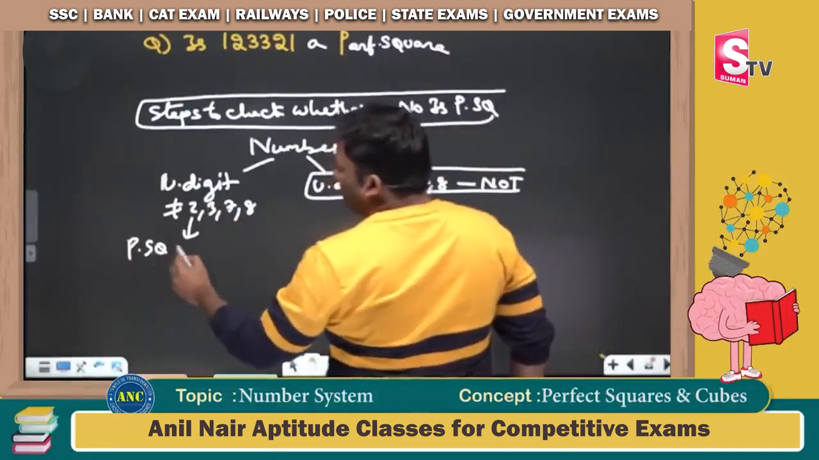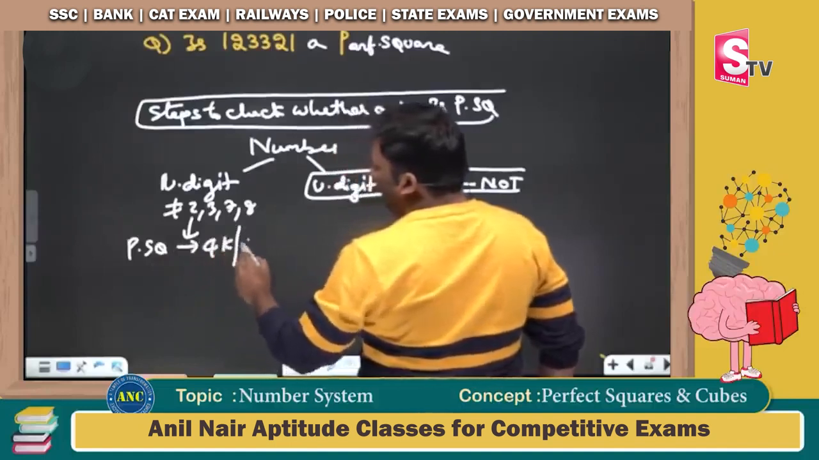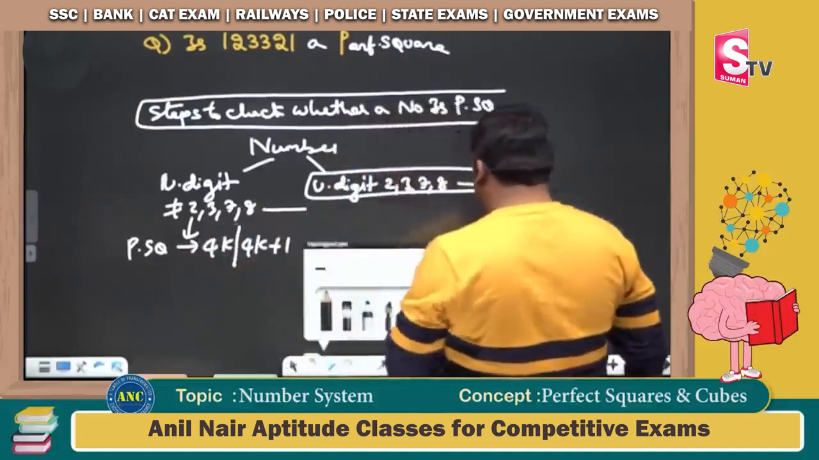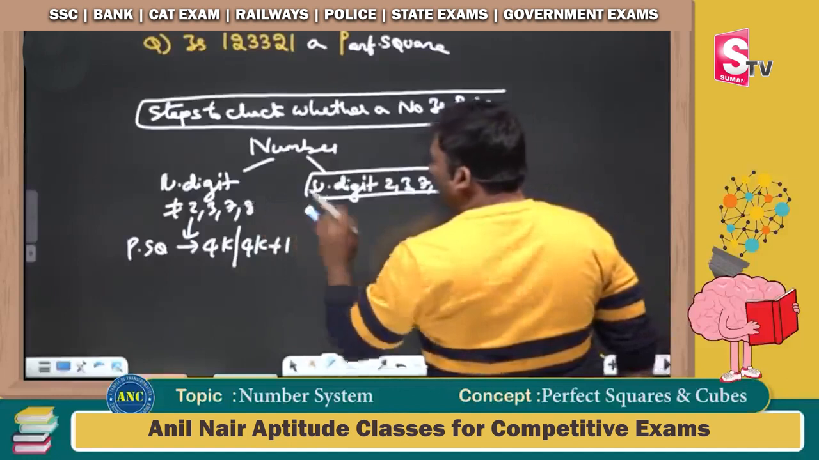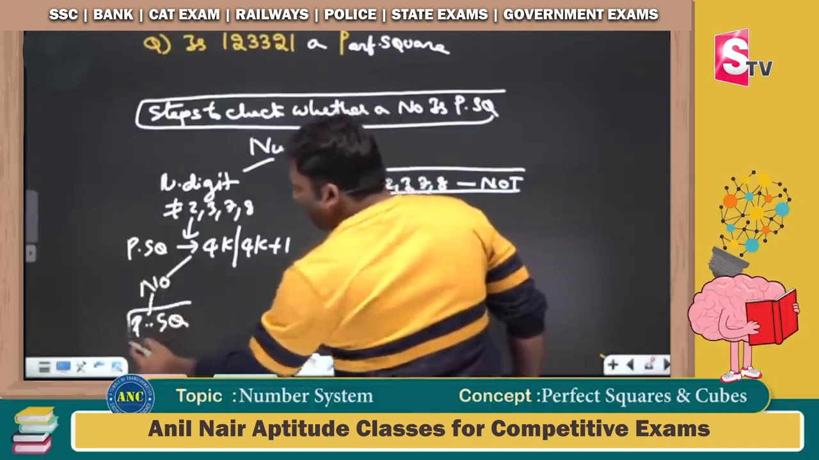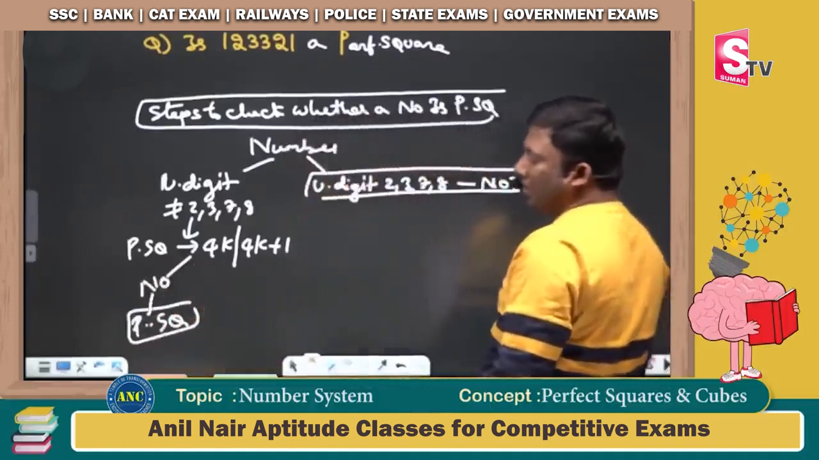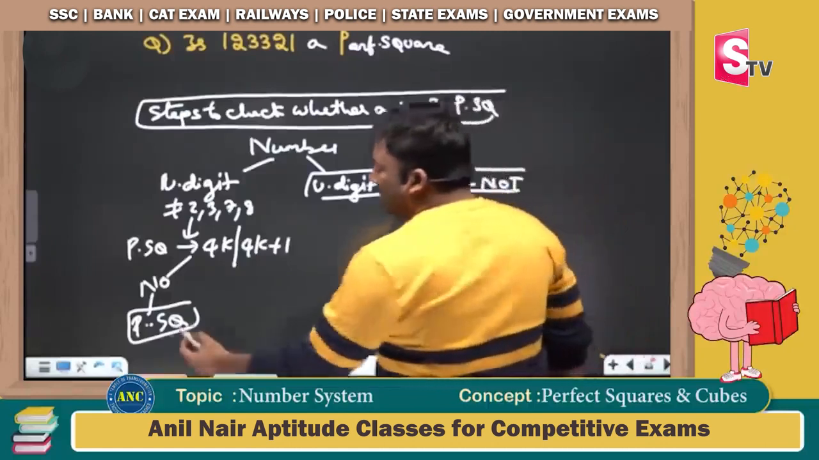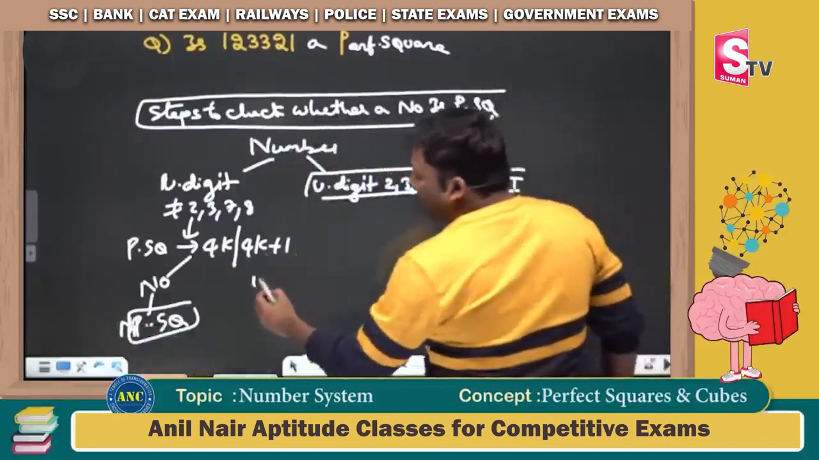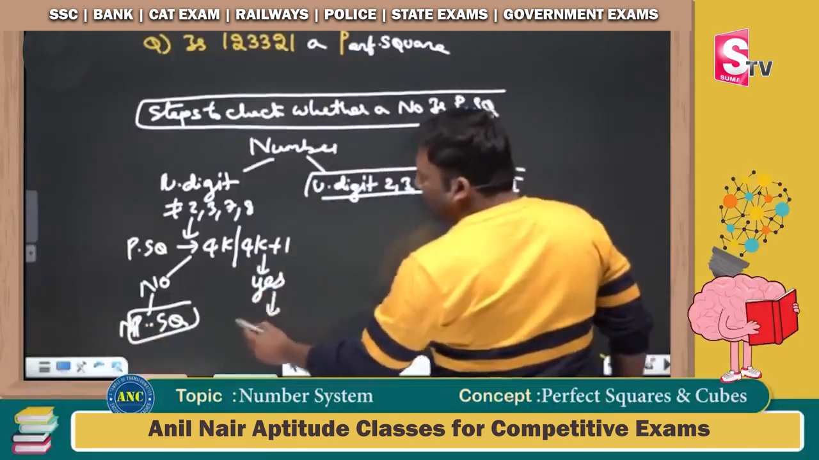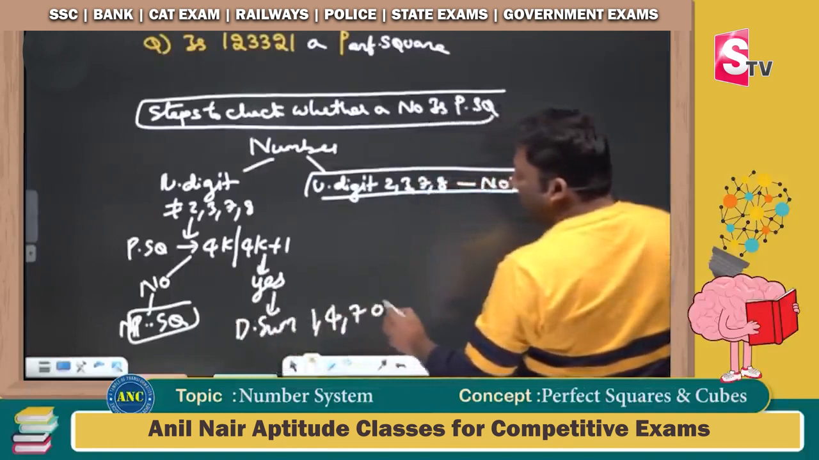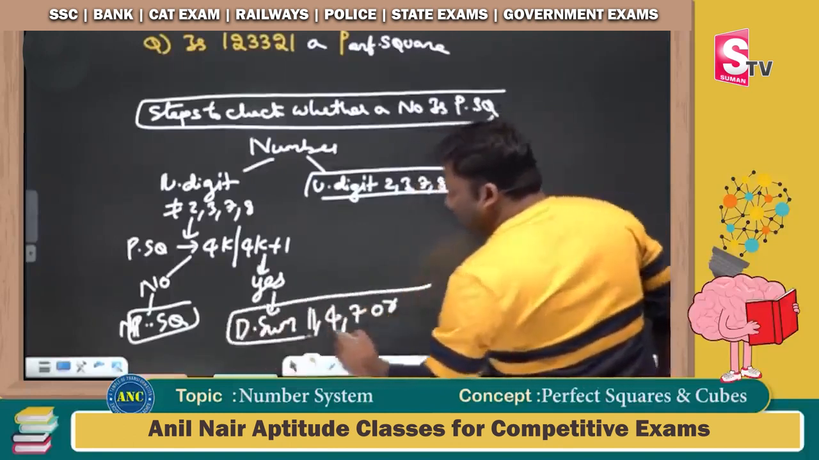A perfect square should be of the form 4k or 4k plus 1. This is something which we discussed. Many students do not know this flow chart. If the number is not of the form 4k or 4k plus 1, then it is not a perfect square. If it is of the form 4k or 4k plus 1, then use the logic of digital sum: 1, 4, 7 or 9.